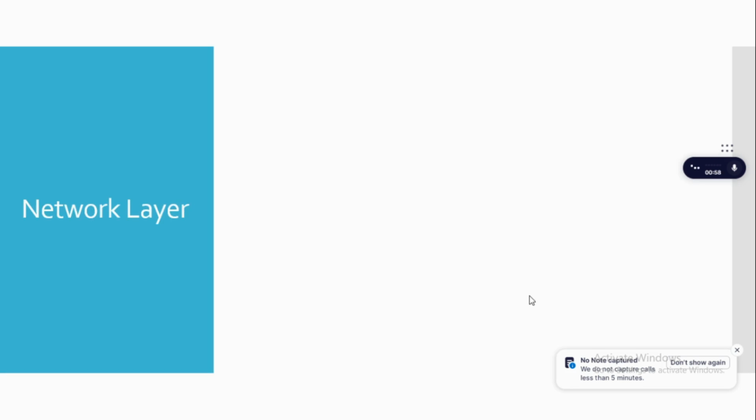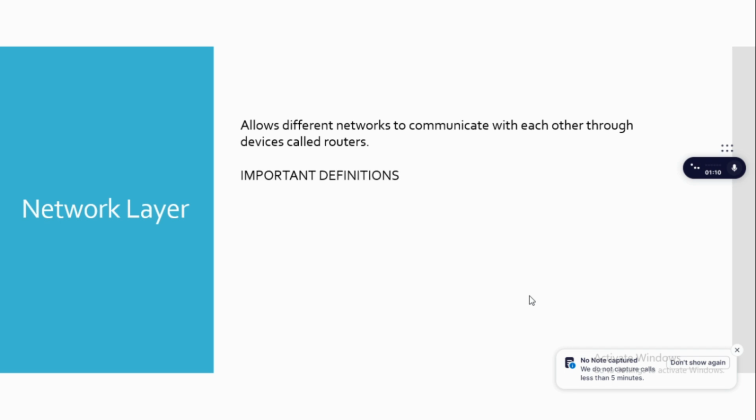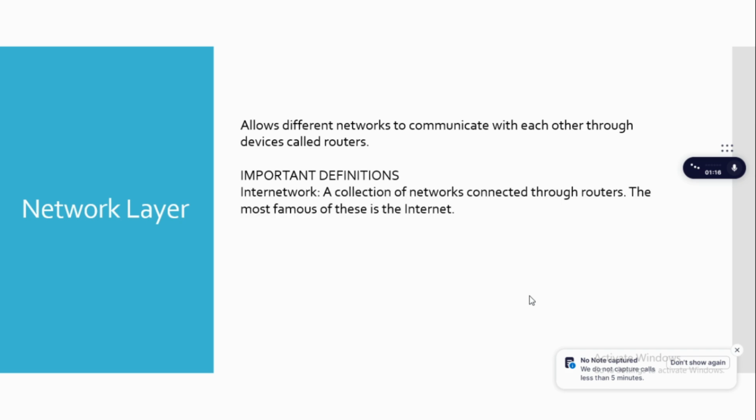So what is the network layer? The network layer is that layer that allows different networks to communicate with each other through devices called routers. But before we proceed, there are some important definitions that we need to know.